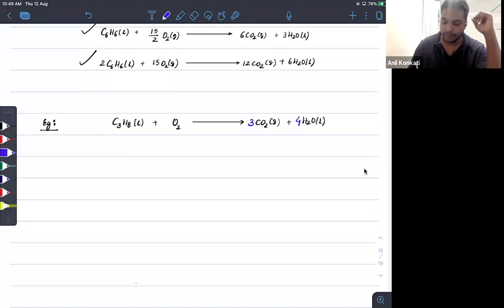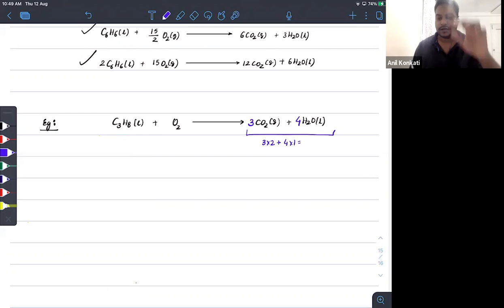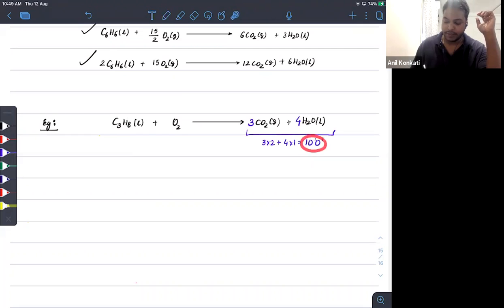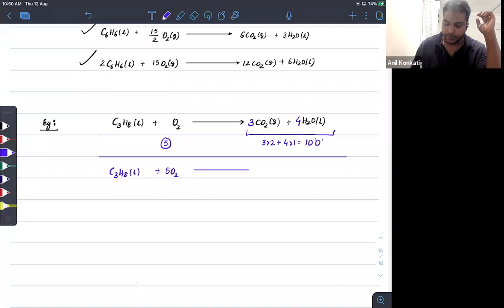Now counting the number of oxygens. So 3 2s are 6 plus 4 1s are 4. So 6 plus 4. How many we have? 10. So total we have 10 oxygens on the right hand side. So if we have 10 oxygens, how do I counterbalance here? By multiplying that by 5. So if you write the overall reaction now, you will get this as C3H8 liquid plus 5 O2 is giving 3 CO2 gas plus 4 H2O liquid.